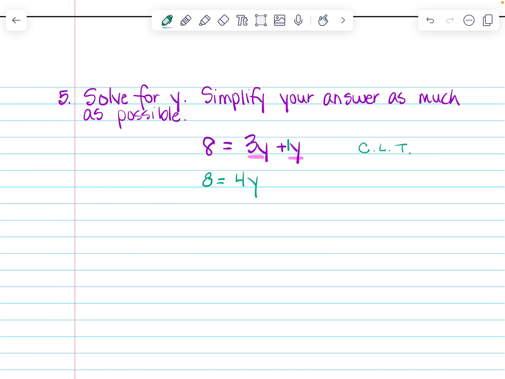So that 8 equals 4 times y. To cancel out that multiplication by 4, we would divide by 4. 2 is equal to y. On this one, be aware that your variable is on the right. So we want to make sure that we're dividing by the coefficient that is with the y.